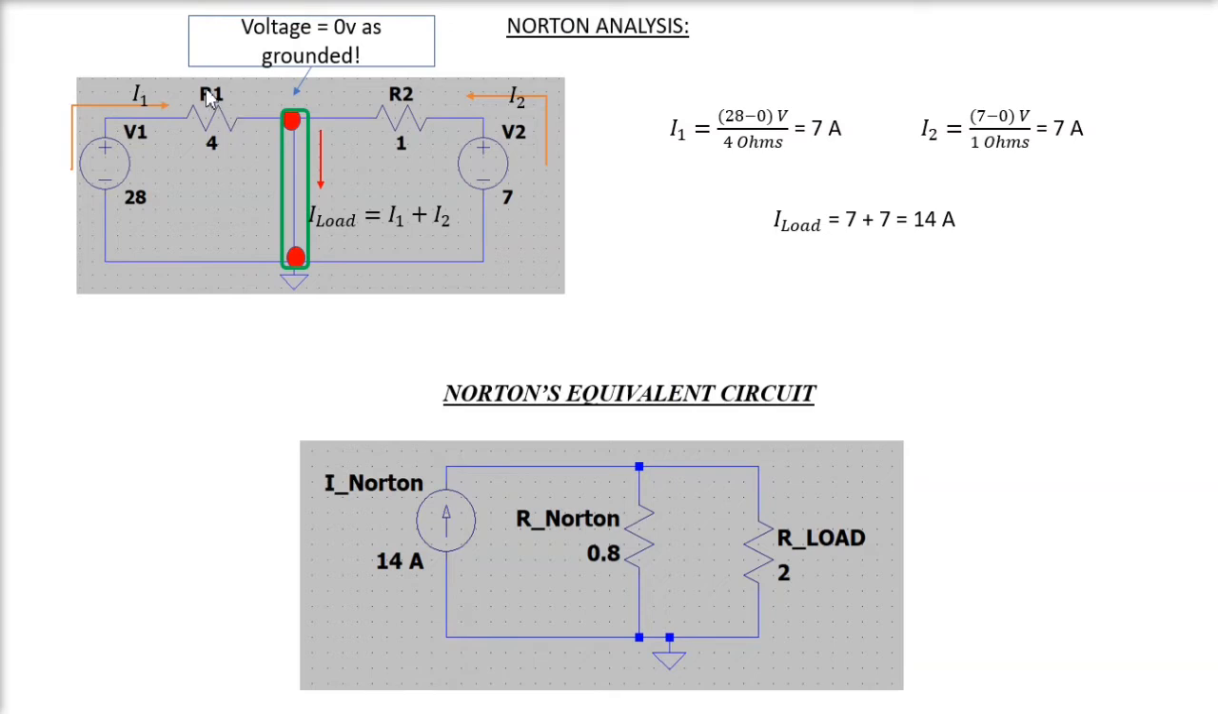Now, the current through R1 is 7 ampere, the current through R2 is 7 ampere, and both of those currents are going to go through this node, that is this I load, that is the summation of I1 and I2. Since we figured out the current flowing through R1 and R2, I'm just going to sum them up and it's going to be 14 ampere. Since the current passing through the load terminals is 14 ampere, that stands as my Norton current, right? So if I put this value over here, this is going to be my Norton's equivalent circuit.